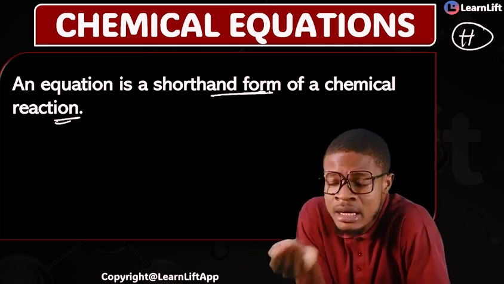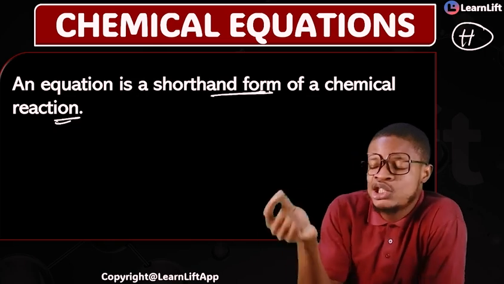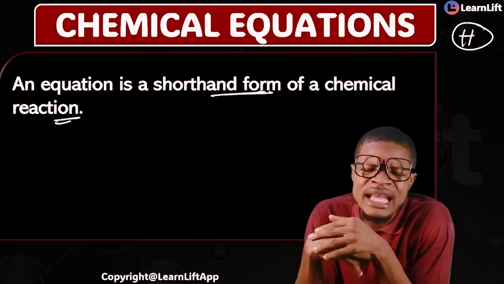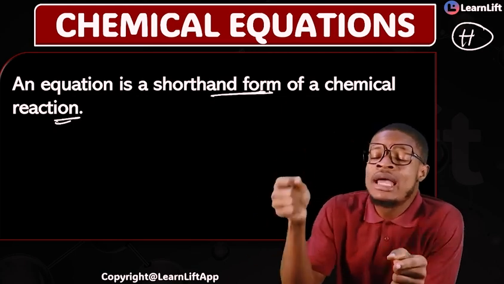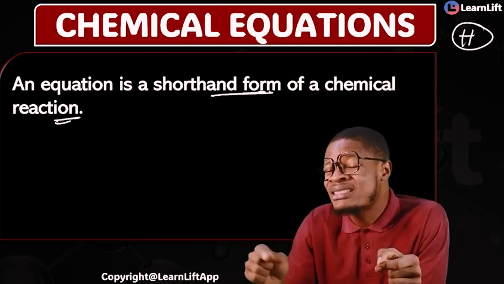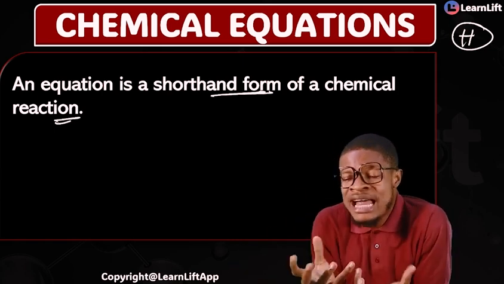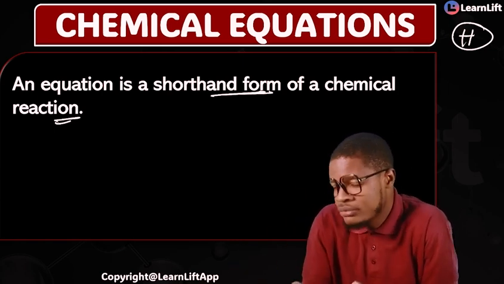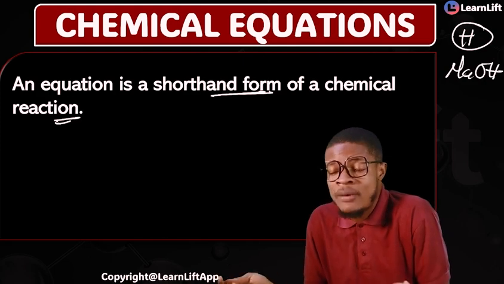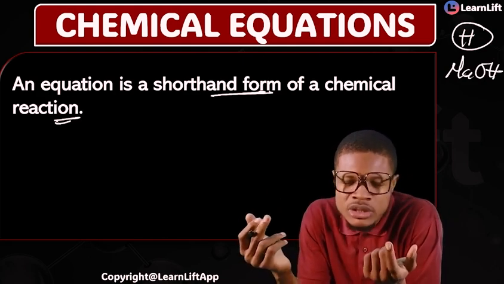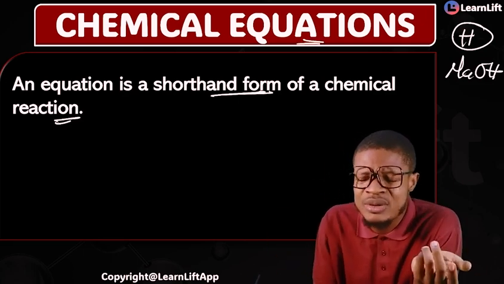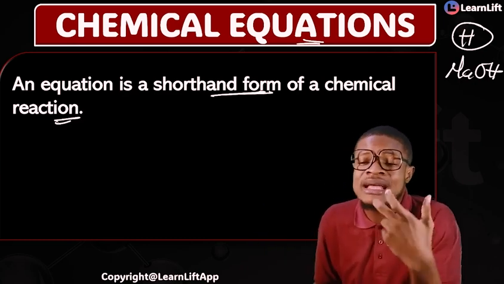And then we left elements and came to compounds. We said that the shorthand form of chemical compounds is called a chemical formula. Elements are represented by symbols, but compounds are represented by formulas. For example, NaOH, sodium hydroxide. Is it an element or a compound? Compound. That shorthand form is called a chemical what? Formula. It is different from a chemical equation. What is a chemical equation? It is the shorthand form of a chemical what?